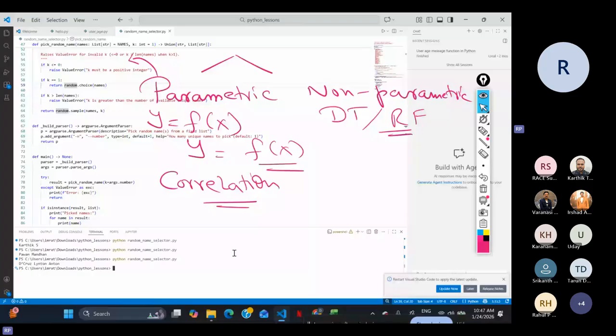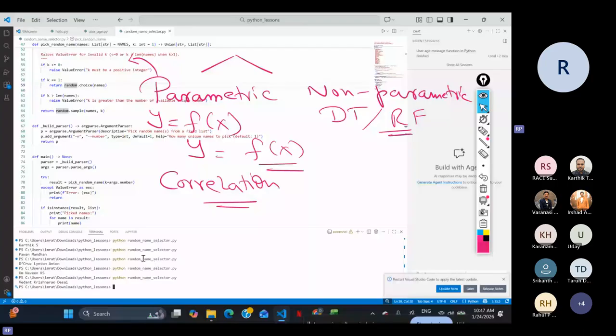No? Let's pick another person then. Naveen is in the class? No? Online? Naveen? Vedant? No? Linear. What is a linear versus a non-linear correlation?